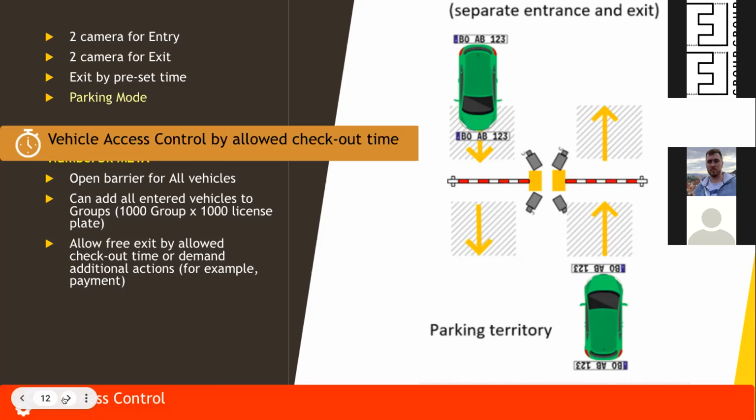For this scenario, you need to have 2 cameras for exit and 2 cameras for entry. The first camera will recognize the license plate as an attempt to enter. And the second camera after the barrier will recognize the license plate as entry to the territory. Why do you need such two-step verification? Because you need to be certain that this car entered the parking territory.